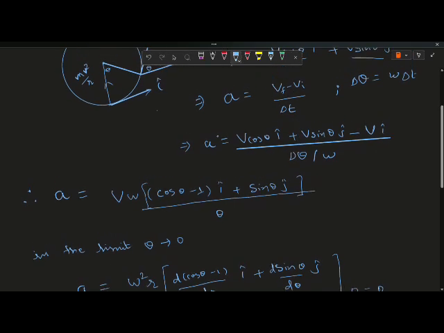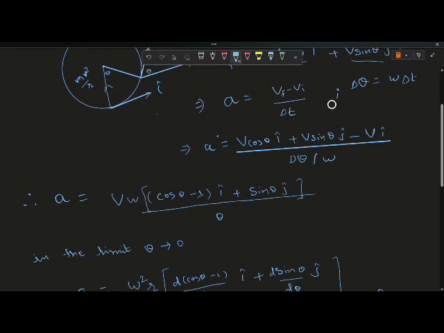So delta t, we have written, is equal to delta theta upon omega. So delta theta upon omega, this omega comes up here. So it's V omega into bracket (cos theta minus 1) i cap plus sin theta j cap. This was our acceleration. Now we take the limit of theta tends to 0.